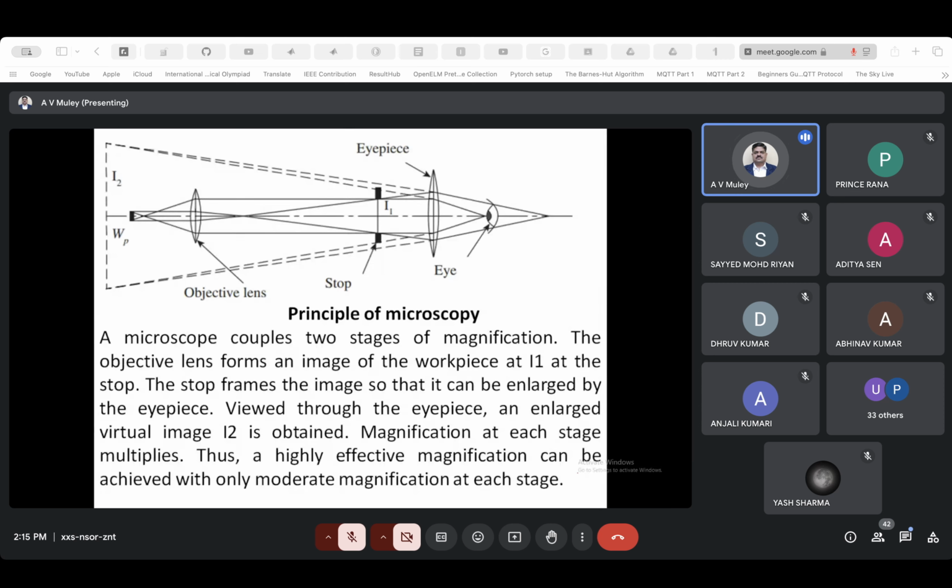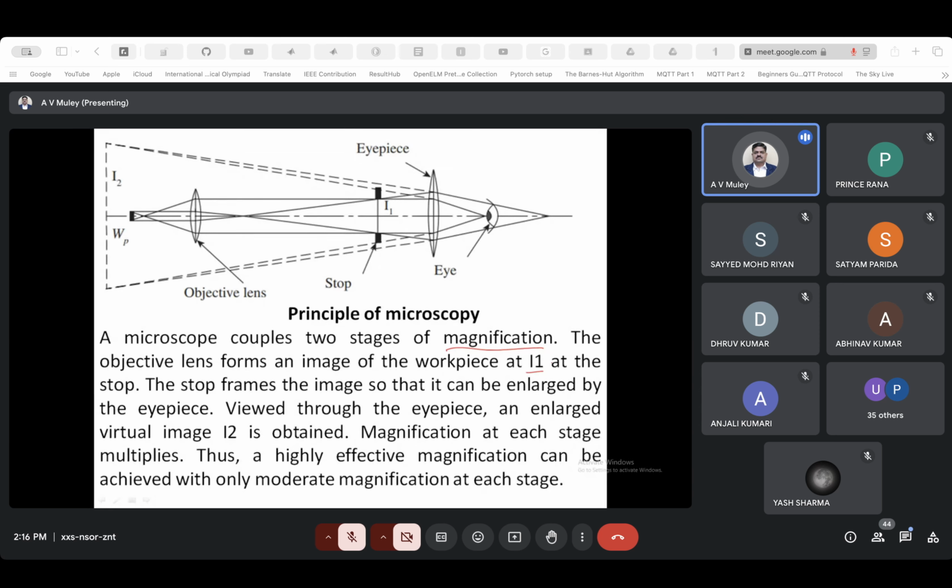So look at the principle of this microscope. ये तो सबको पता है how the microscope works. The microscope couples two stages of magnification, because why we are using a microscope, because we require this magnification. The objective lens forms an image of a workpiece at this particular I1 कह लीजिए उसको, ठीक है, at the stop, and the stop frames the image so that it can be enlarged by the eyepiece.